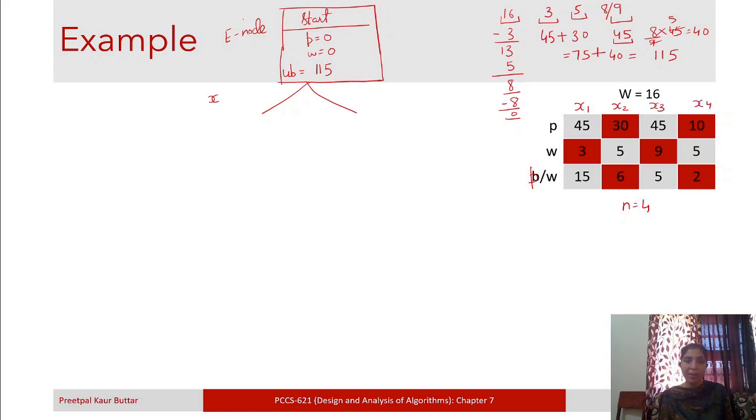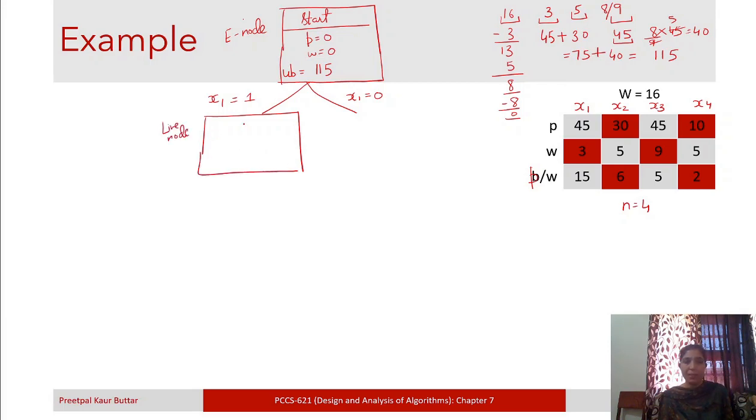So at this level we will consider the first item x1. x1 can be 1, x1 can be 0. x1 equal to 1 means we are picking this x1 item. x1 is 0 means we are leaving this item. When x1 is 1, we reach this node, so this is our live node now.